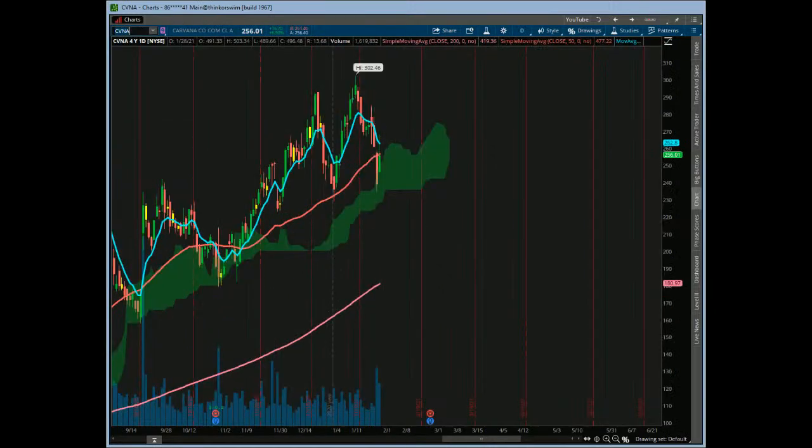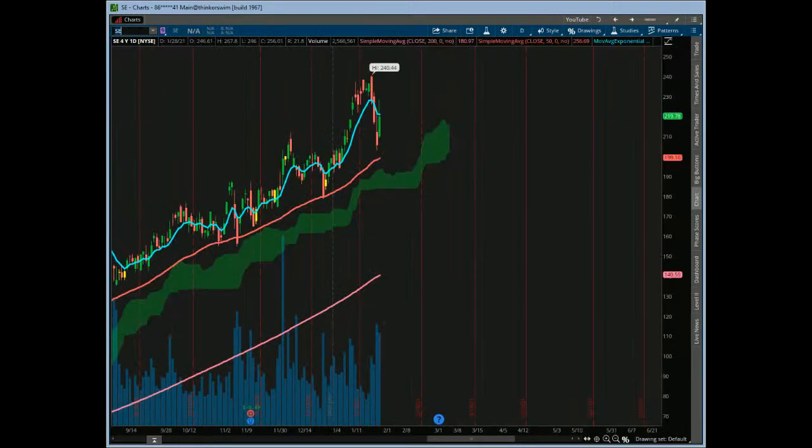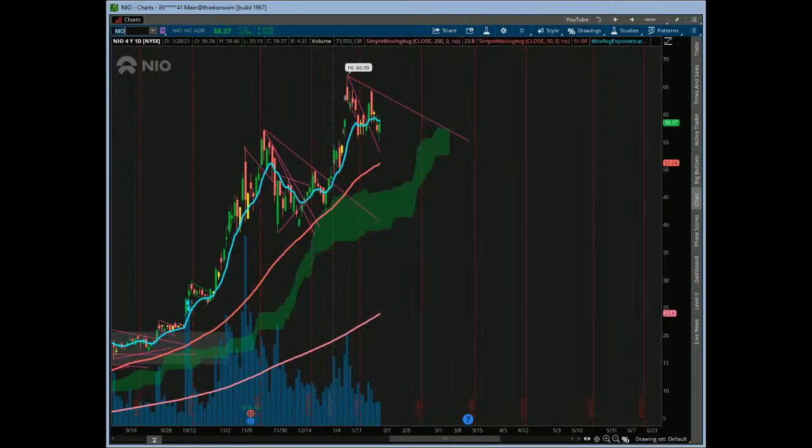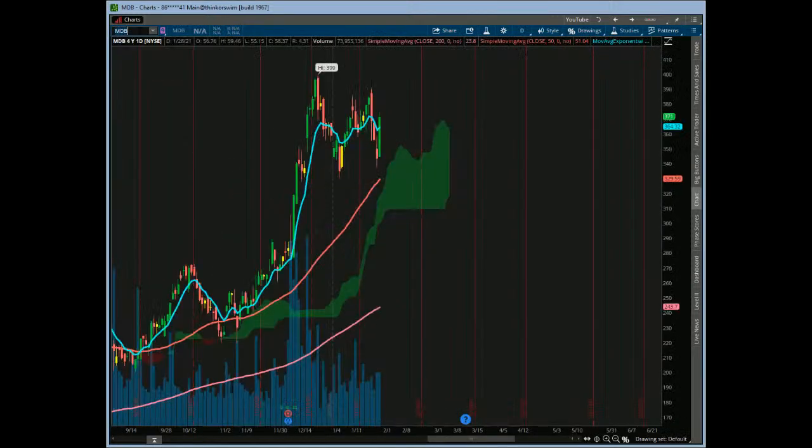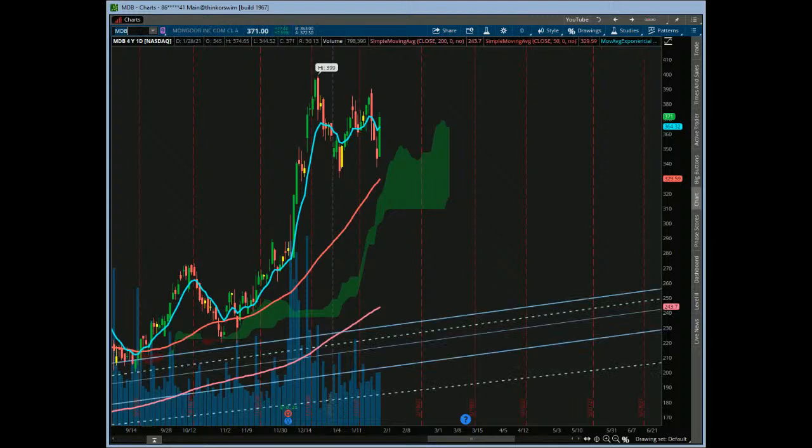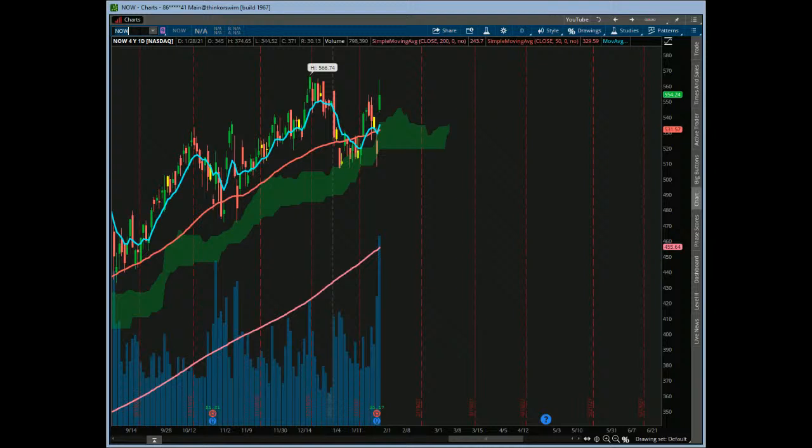CVNA, let's take a look. Carvana filled the gap today and left an upper shadow on that one, so it looks like it did its job there. SE, upper shadow here off the 80MA on that one too. NIO, again, green here, still below the 80MA, up a little bit after hours. Let's see if that can hold on that news. MDB, a good push today with good volume back over the 80MA. That's promising for it. Now kind of hanging in here too.